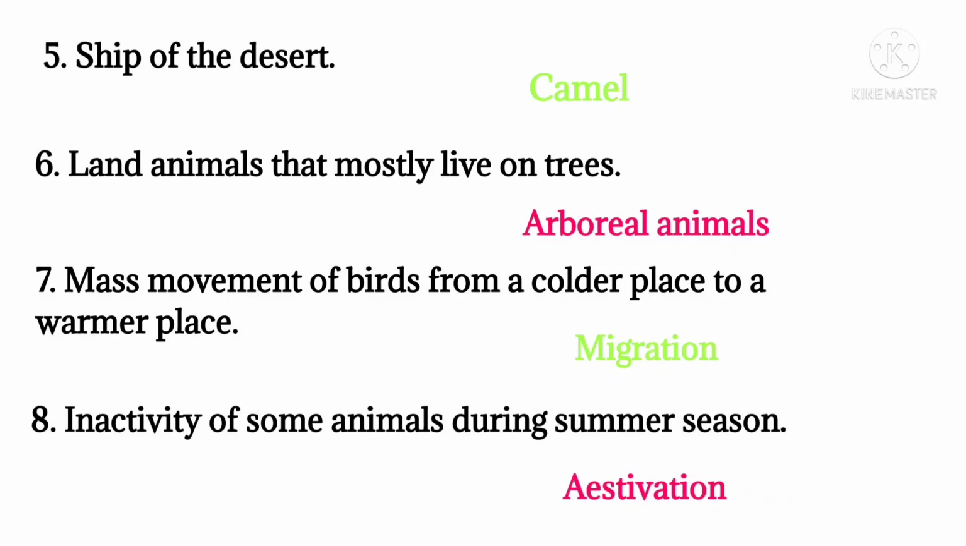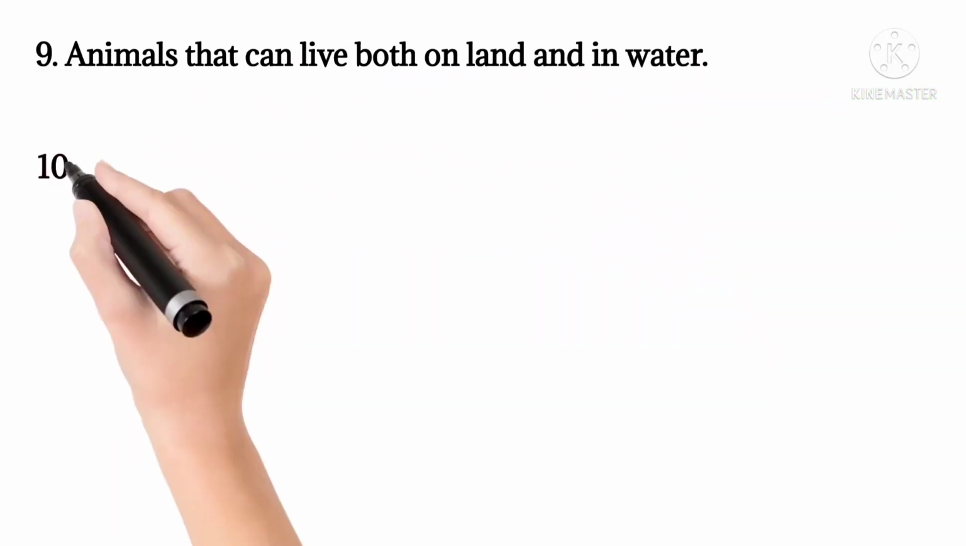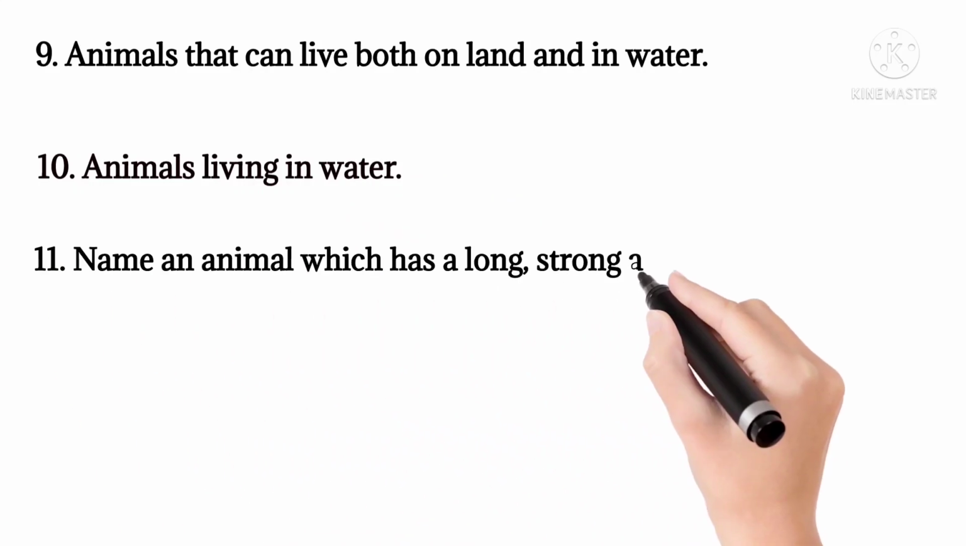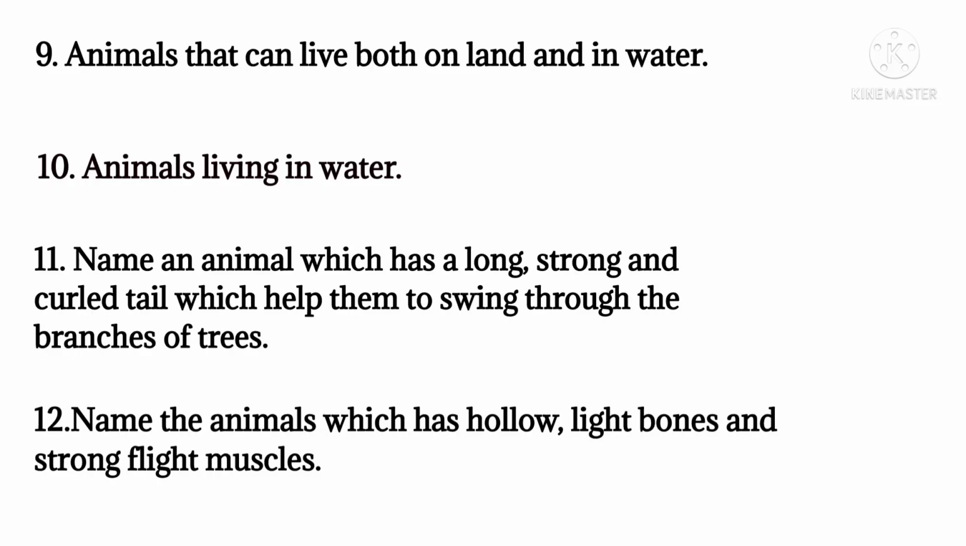Example, Siberian crane. 8. Inactivity of some animals during summer season, that is estivation. Some animals slow down their activities or sleep during the entire summer season. 9. Animals that can live both on land and in water, that is amphibians. 10. Animals living in water. We know that is aquatic animals.